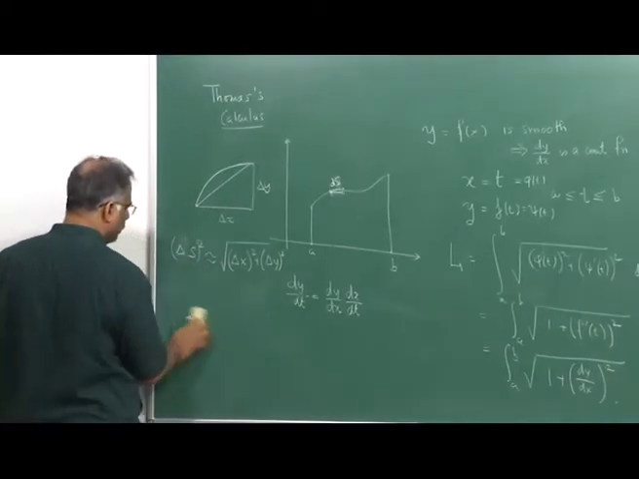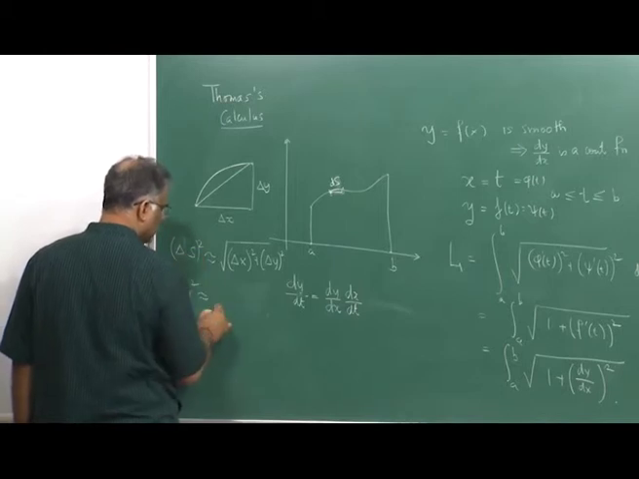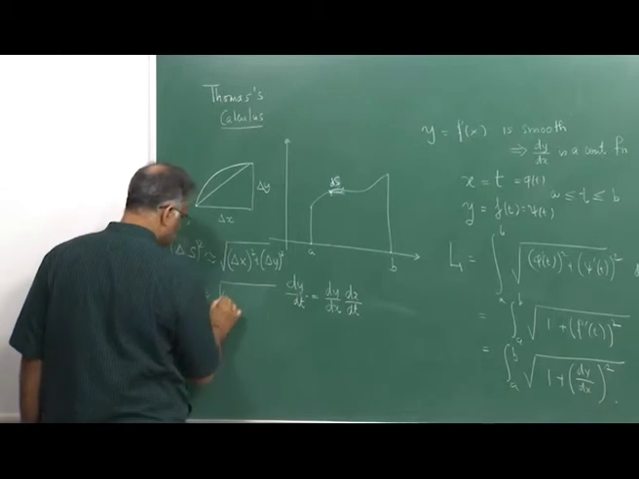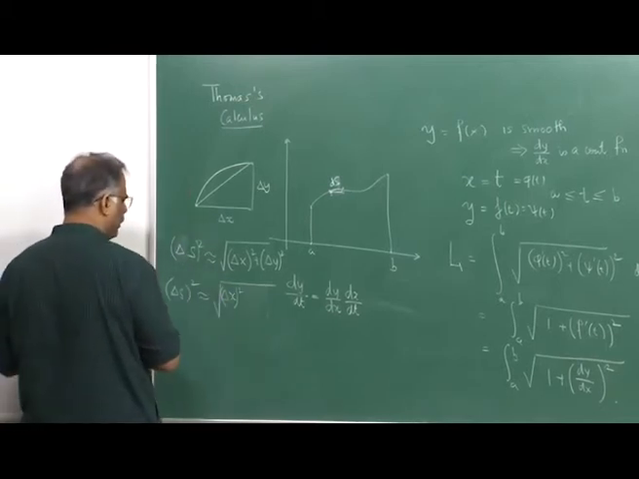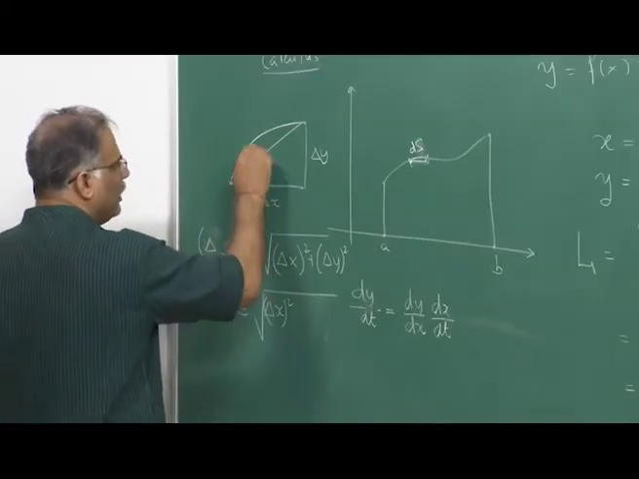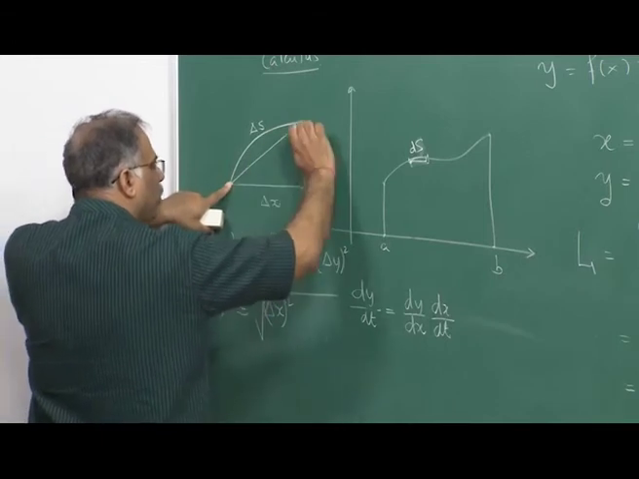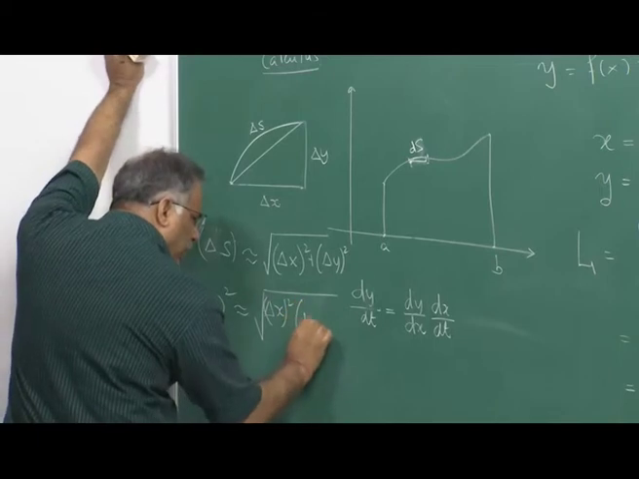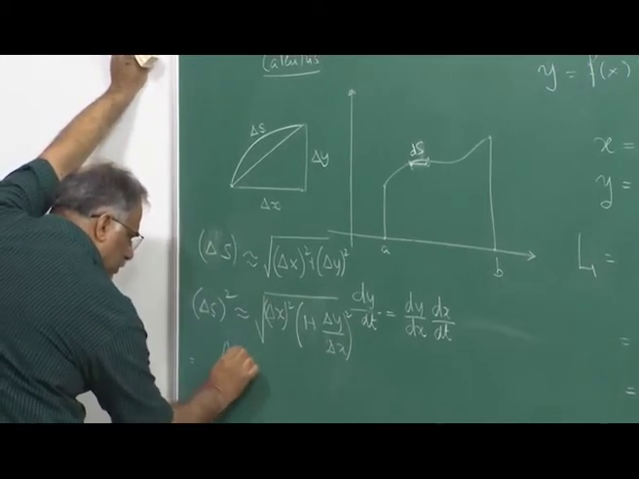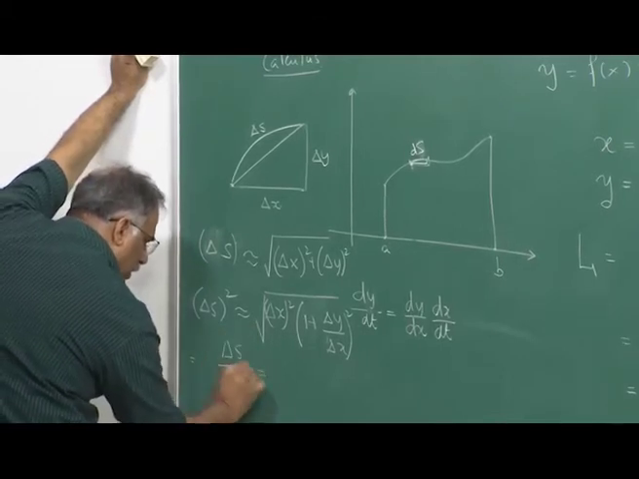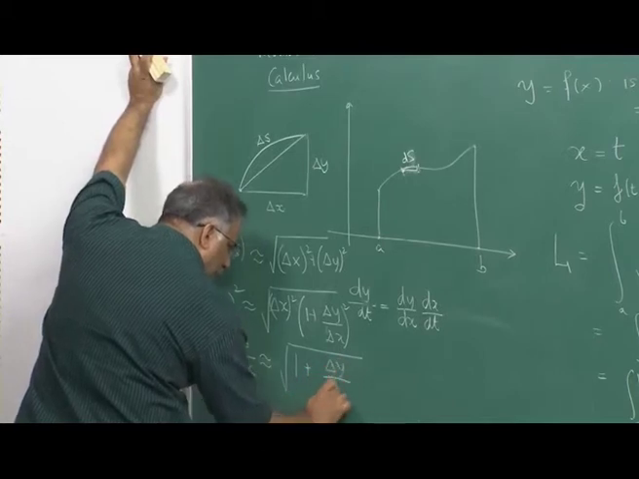Now, del s square is, sorry, del s is, so apply the Pythagoras theorem. What you are actually doing is approximating del s by this hypotenuse. So, del s is approximately root over del x square into 1 plus del y by del x whole square. You bring del x out of the square root, so del s by del x is approximately root over 1 plus del y by del x whole square.